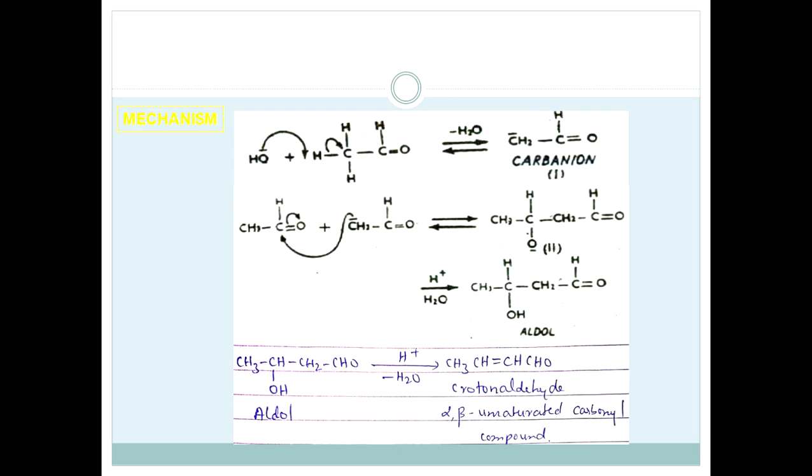Let us know the mechanism. So what is the mechanism behind this aldol condensation reaction? We should know the mechanism. So in this mechanism, the base ionizes to form hydroxyl ion, which removes a proton from alpha carbon, forming a negatively charged residue, the carbanion.